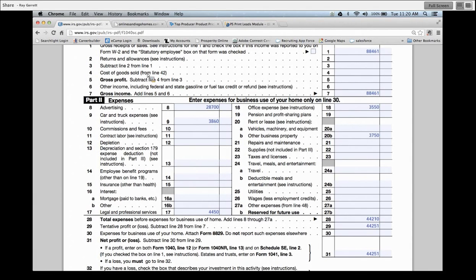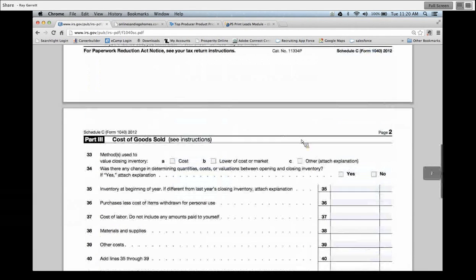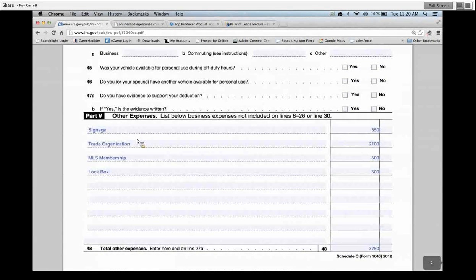You might even look at, these are the normal expenses, and then down at the bottom here, there's another place for other expenses like signage, your trade organization, which is the National Association of Realtors, MLS membership, all of that good stuff.